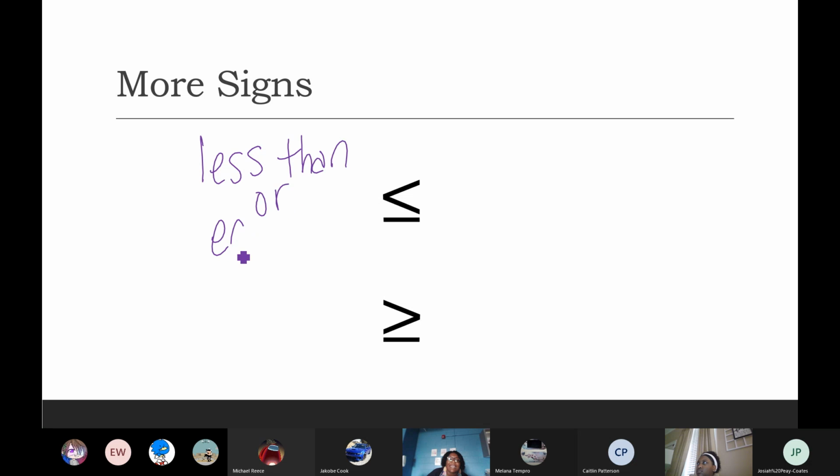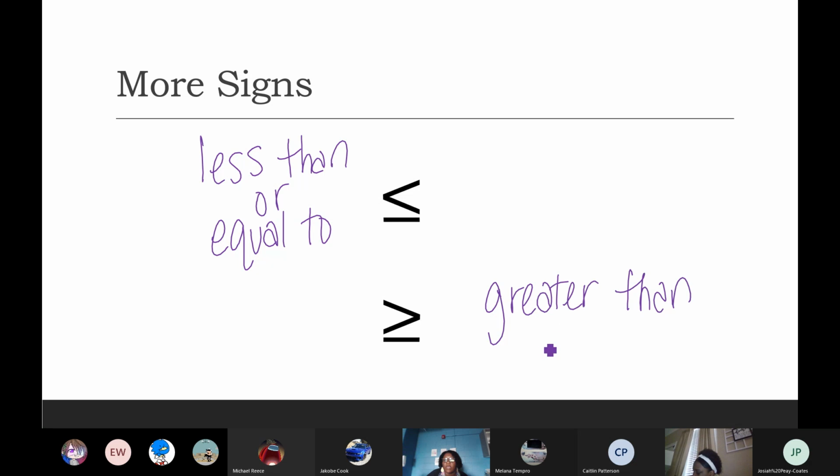This sign means less than or equal to. This sign means greater than or equal to. Please take some time to write this in your notes. You may want to color over it lightly, highlight it so that you know the difference between these, because for most of us, this is our first time seeing these signs, and that's okay.